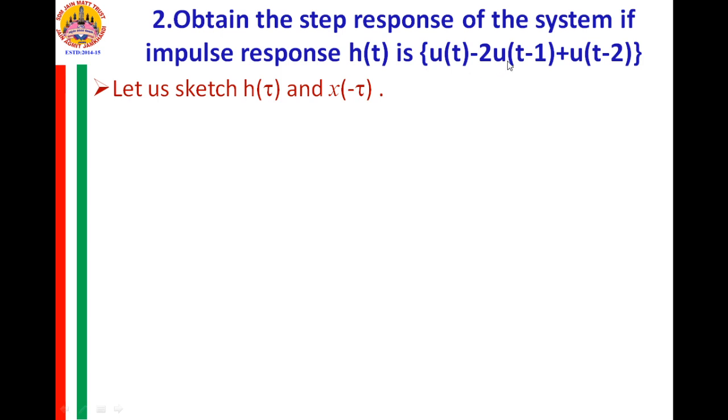From 0 up to 1 the amplitude is plus 1, and afterwards from 1 onwards the amplitude is minus 1, and at t equal to 2 again you add 1, so there it becomes equal to 0. So see here, u of t minus 2 times u of t minus 1: from here to here the amplitude is plus 1, that of u of t, then from this 1 you subtract 2, so you get minus 1 amplitude, and when you come at 2 you add in that again u of t minus 2, so the resultant becomes equal to 0 here.